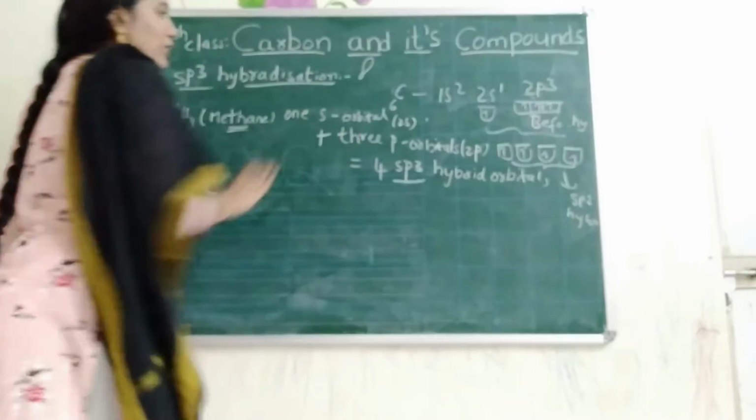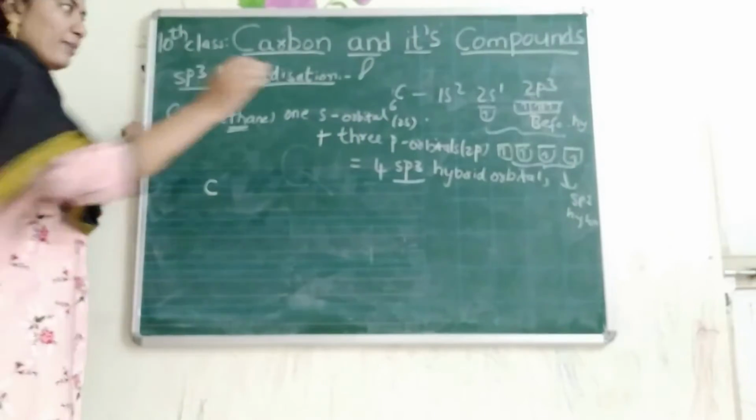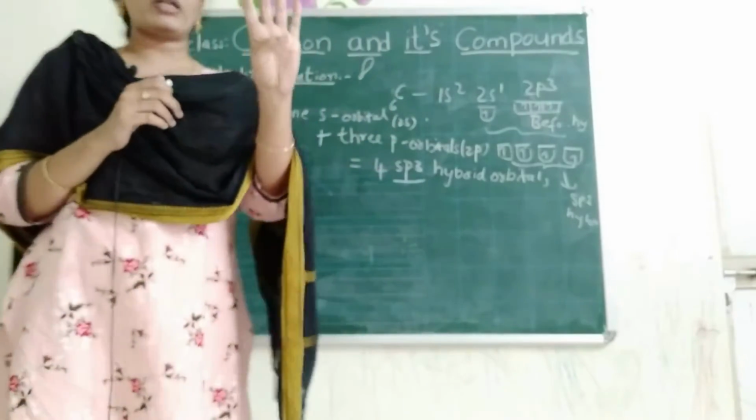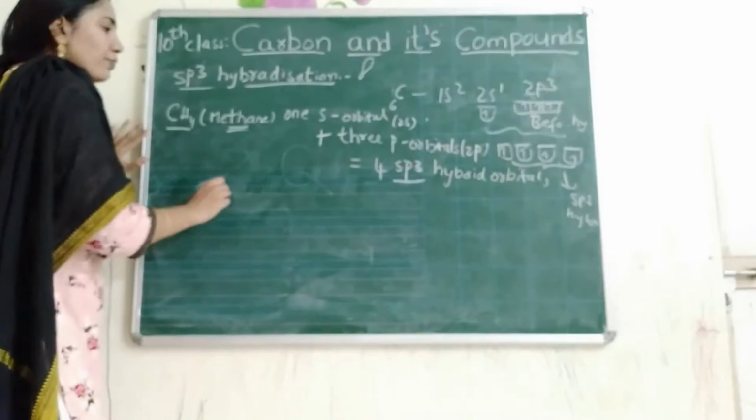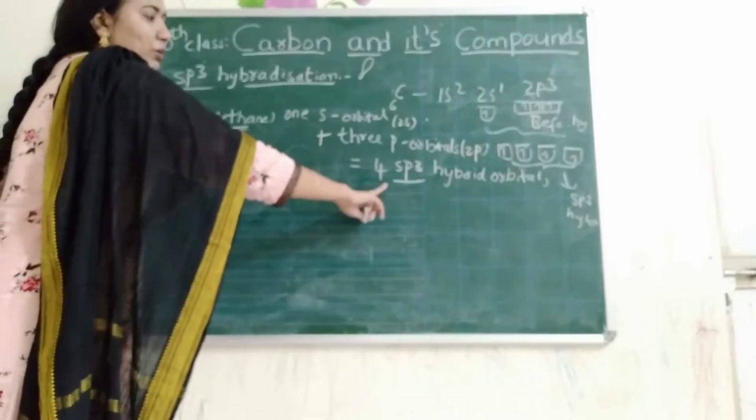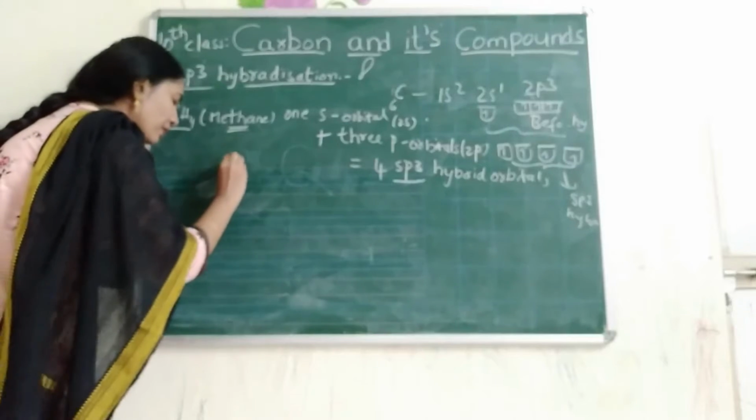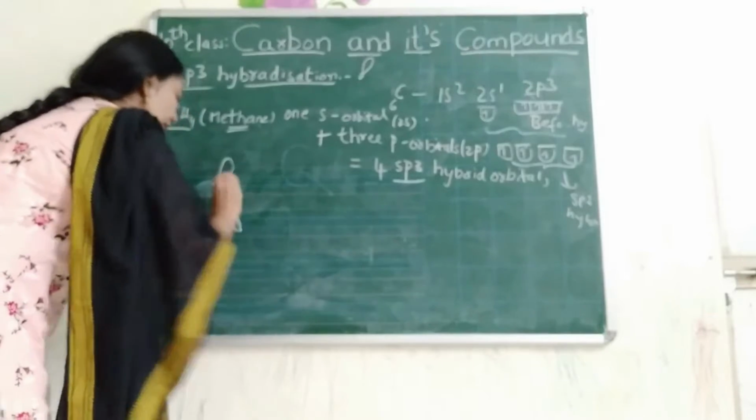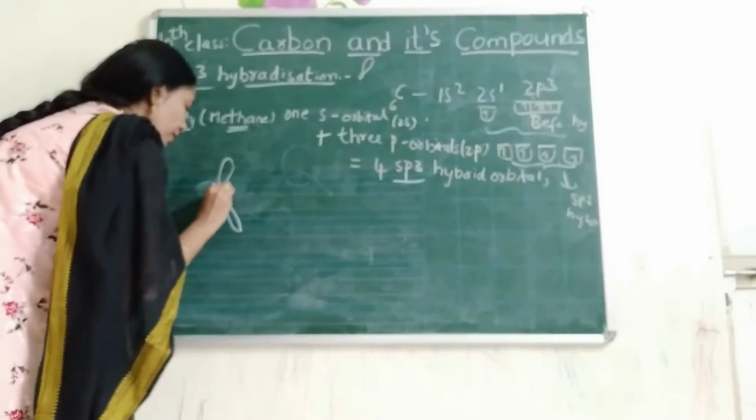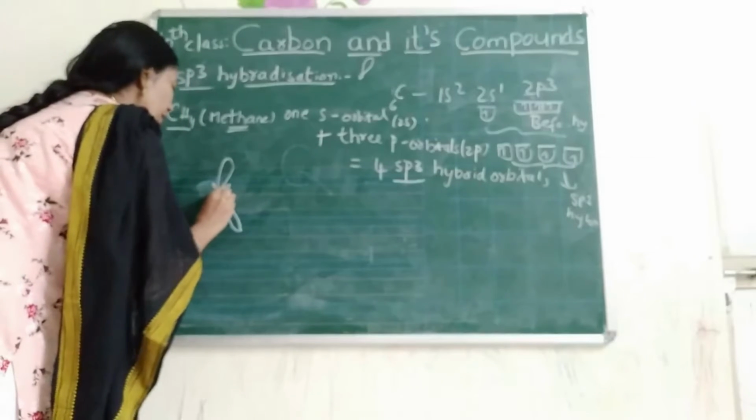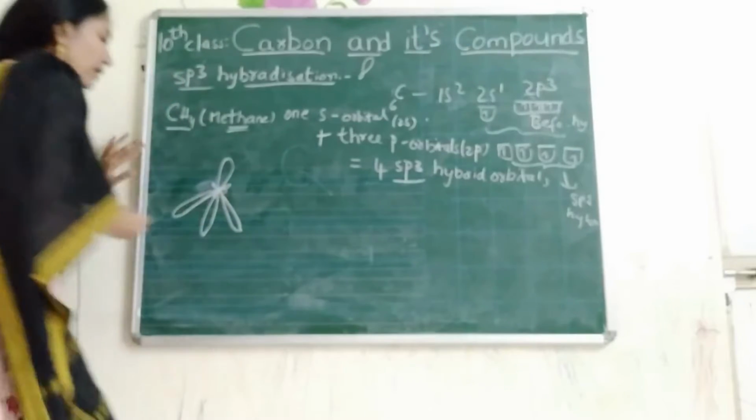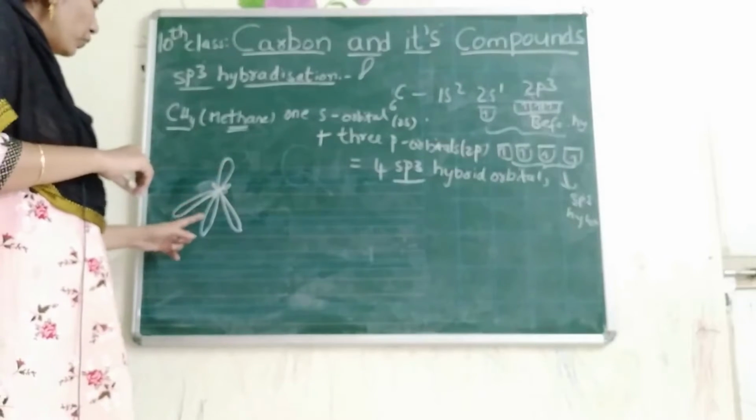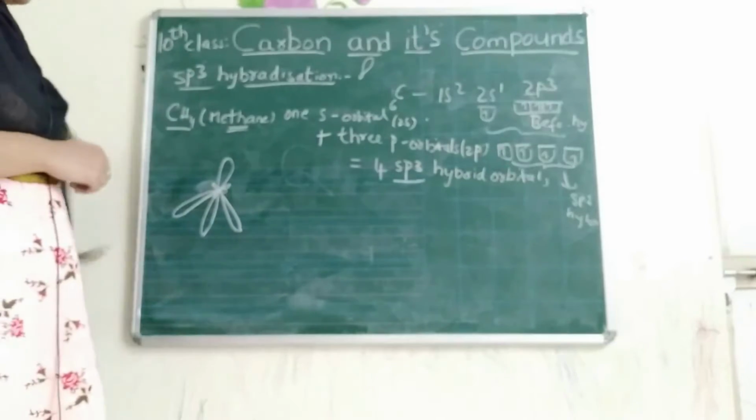As I mentioned earlier, this is the shape of the sp3 hybrid orbital. Here, how many hybrid orbitals are formed? Four sp3 hybrid orbitals are formed. This is a carbon, so around the carbon, how many sp3 hybrid orbitals are formed? Four. This is one sp3 hybrid orbital of carbon, and this is another, and another, and another. Around the carbon, there are 1, 2, 3, 4 sp3 hybrid orbitals.